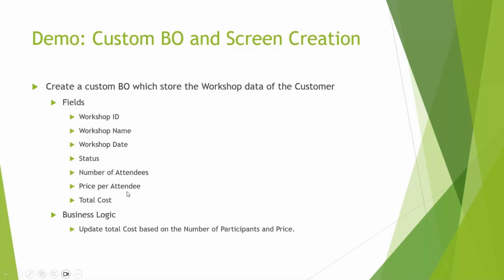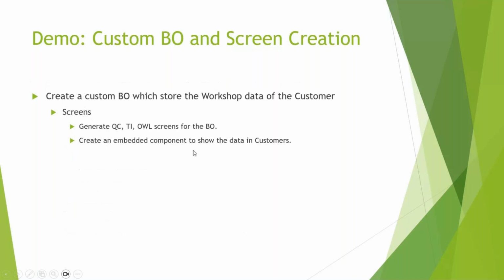So we'll see how we can create it in a custom view. And then the business logic, like we have to update the total cost. Here we have participants and the number of attendees. Once we create it, the total cost has to be calculated based on these two fields, right? How to write this logic in an ABSL script, we will see. And then we will create screens, like a QCTI and OWL screen for the view, and create an embedded component to show the data in a customer.